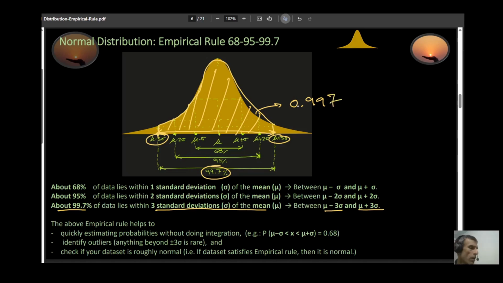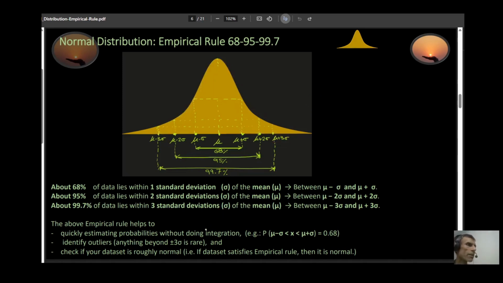0.997. So one interesting application of this empirical rule is that it helps you quickly estimate probabilities without doing integration.